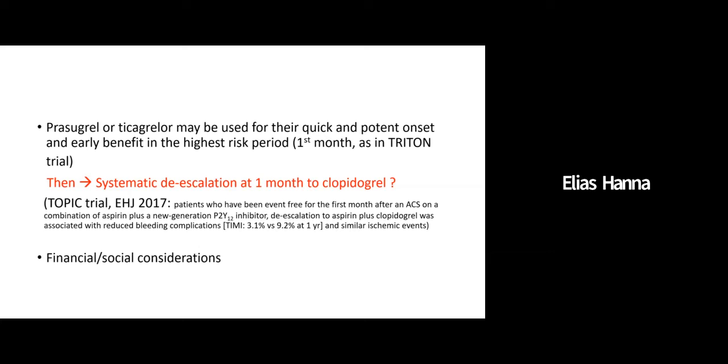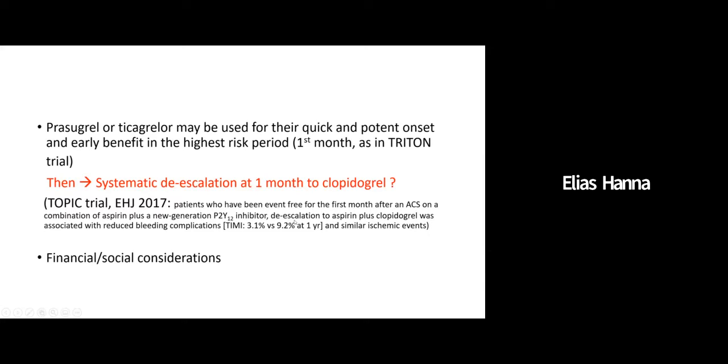Another strategy that I may use and that is reasonable is, well, okay, maybe I would start it and use it for a month, then consider de-escalation after 1 month, since the benefit seems to be highest in that highest risk period, which is the first month. And there was a trial in 2017 that addressed systematic de-escalation at 1 month from prasugrel or ticagrelor to clopidogrel. It showed actually there was no harm in this de-escalation.